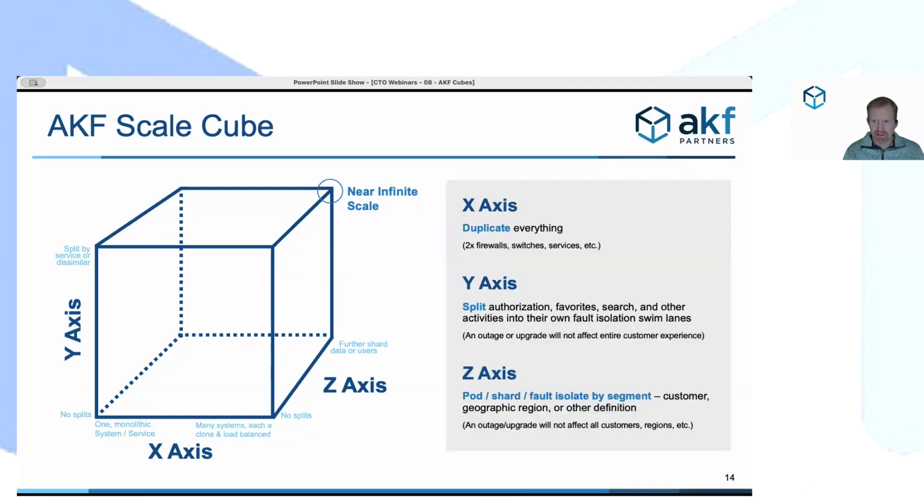Looking at these in combination, again, X, duplicate everything. This is redundancy. Recall from our availability math that the more things you add in parallel, the higher the availability goes up because you have more things in parallel. But that comes at a cost trade-off. Y-axis, again, you're functionally splitting things. And the Z-axis is sharding by different customer dimensions, so you'll have to organize your customers in some way to split those up.